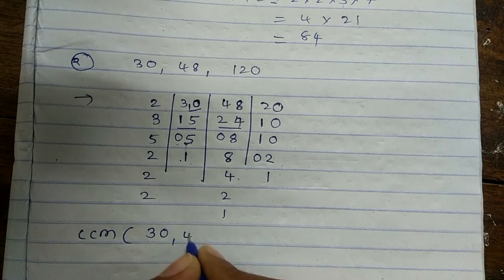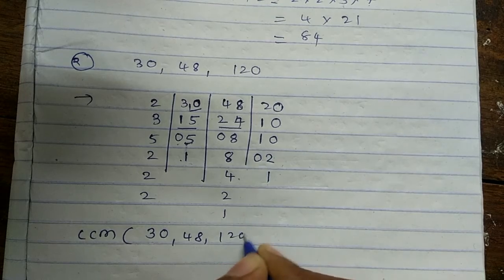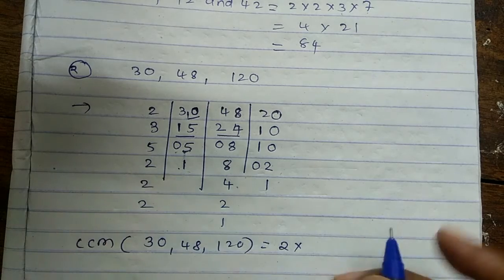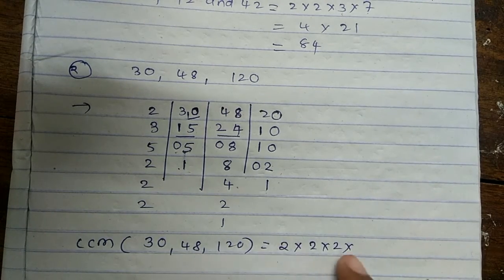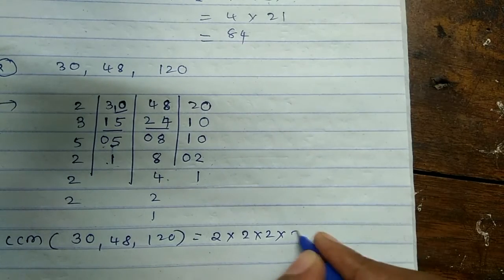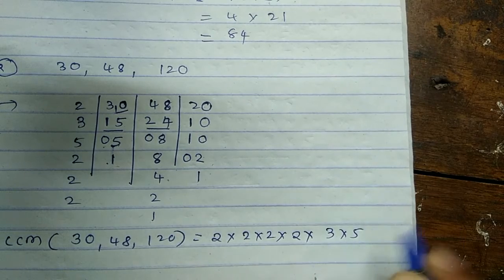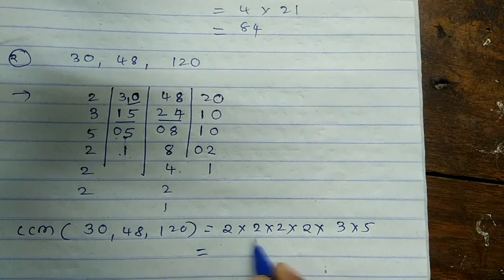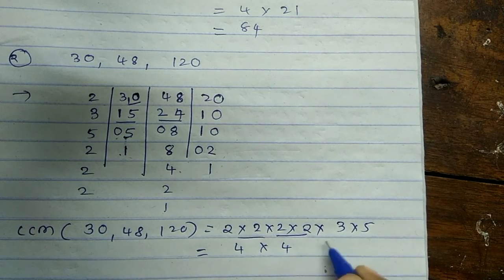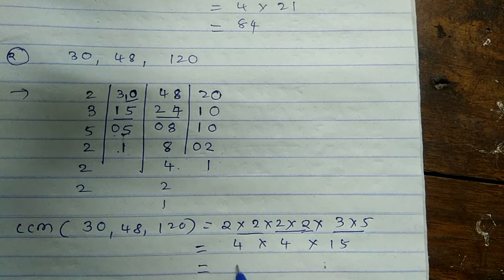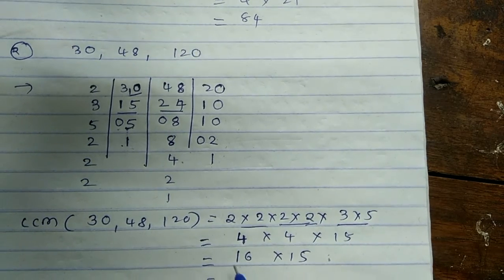Now the LCM, so we can write it like this also: you can put the numbers in brackets, 30, 48 and 120, and multiply all these factors. I'll write all the 2s together because in multiplication we can change the order. 2 into 2 into 2 into 2, that is four 2s, then 3 and 5. Or you can write as it is. So 2 2s are 4, 2 2s are 4. Then 3 5s are 15. Then 4 4s are 16, into 15. So find 16 into 15.